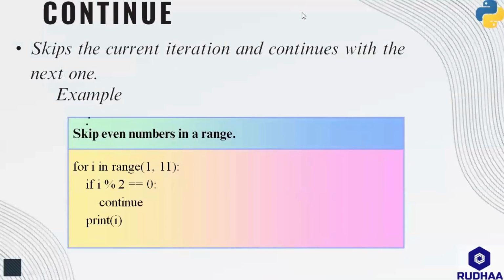And next one is the continue statement. As given in the definition, it will skip the current iteration and continue with the next one. For example, a program is given for skipping even numbers in a range. To skip the even numbers, we can give this condition: i modulo 2 is equal to 0 means it is an even number. Then if we give continue, it will skip all the even numbers and it will print the odd numbers.